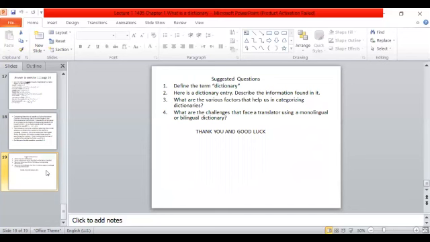What are the various factors that help us in categorizing dictionaries? You have to mention things like size, like content, like medium, like the target user, if he is a learner or a scholar or a translator, etc. What are the challenges that face a translator using a monolingual or bilingual dictionary? Thank you very much and good luck for you.